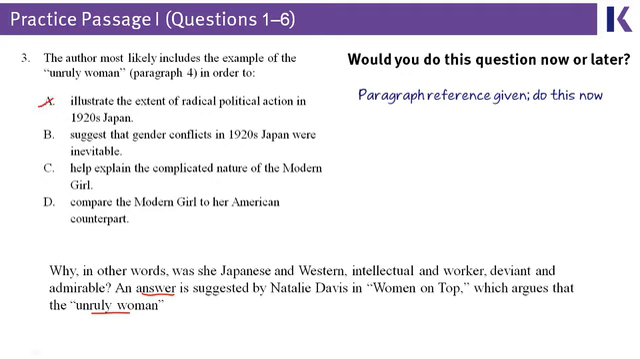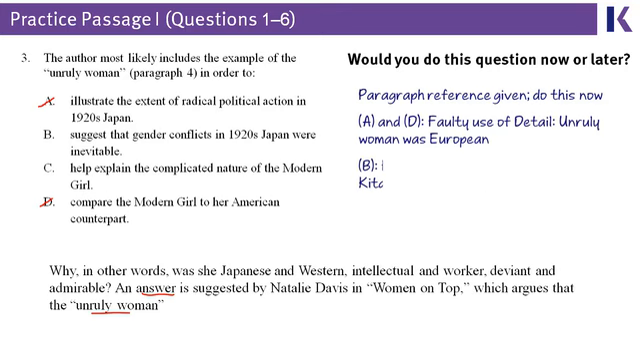A is actually about Japan, whereas the unruly woman was actually from Europe, and that's also the same problem with D. The unruly woman was from Europe, not America. So A and D are faulty use of detail because the unruly woman was European. Answer choice B, about the gender conflicts that were inevitable, that's the wrong person. Answer choice B is using those details a little faulty as well. Kitamura suggested that gender conflicts were inevitable, not Natalie Davis.